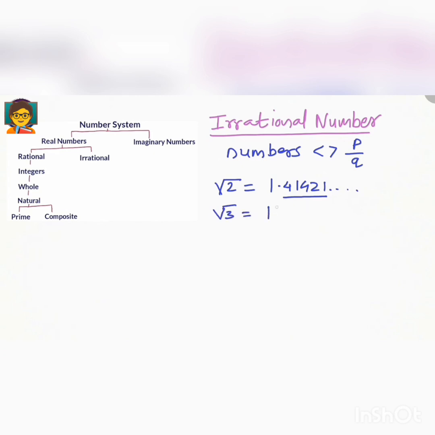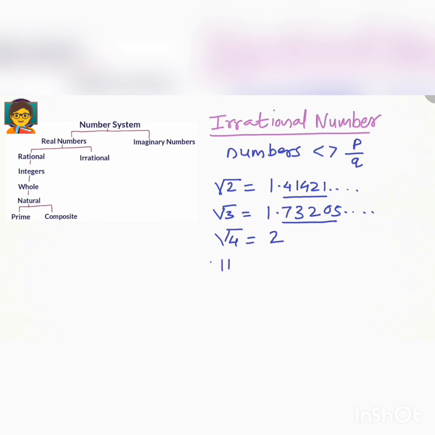So the value of square root of 3 is 1.73205 and so on. You can see this series is non-terminating. However, what about square root of 4? It cannot be an irrational number because it has a value of 2, which is terminating. Let's take another classic example of an irrational number.